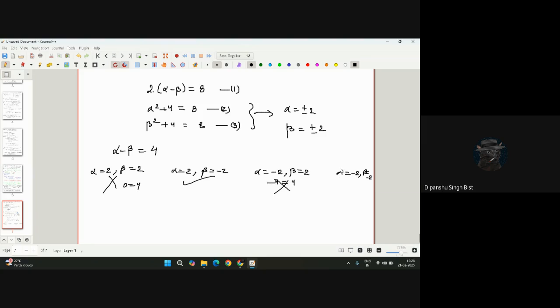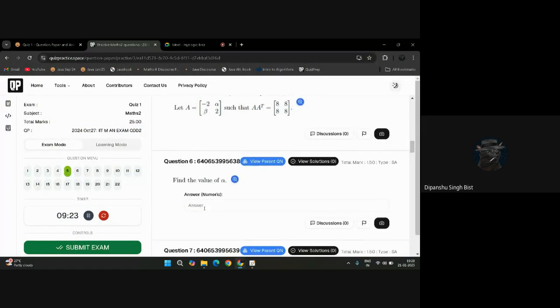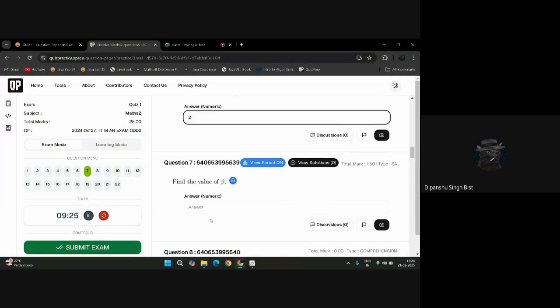And if we put a minus 2 here and then minus 2 again. So minus 2 minus of minus 2. So that is minus 2 plus 2, which is 0. So it again gives you 0 equal to 4, which is incorrect. Okay, so the answer is alpha is equal to 2 and beta is equal to minus 2. So here we write alpha equal to 2 and beta equal to minus 2.